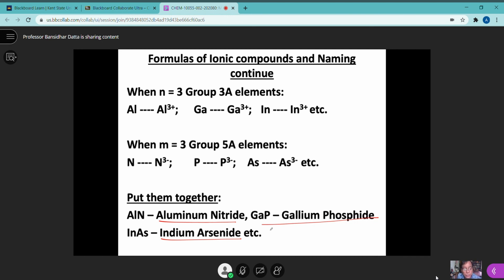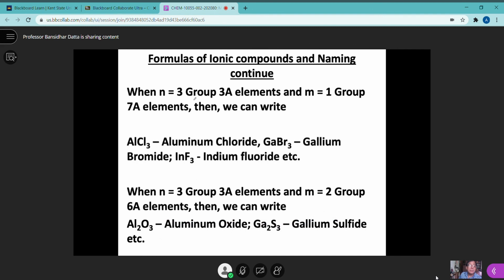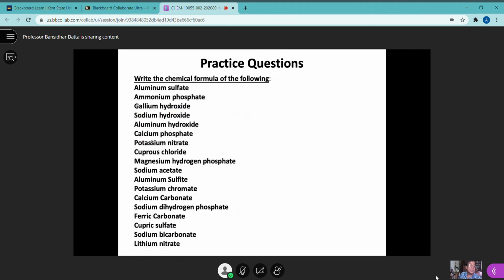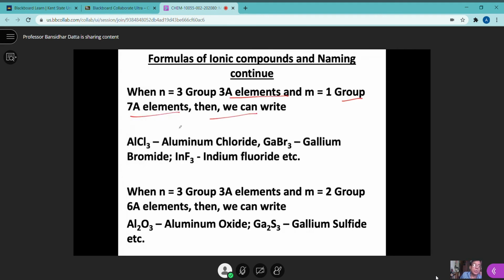Now you can make a crisscross. We can say group 1 elements and group 7 elements. Let's say group 6 elements. And let's see what happens then. Everybody okay? Shall I move on to the next? So when N equals 3, group 3 elements, and N equals 1, group 1 elements, so 7A, then we can write it like this way.